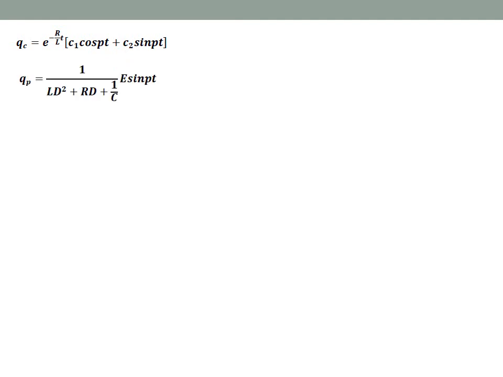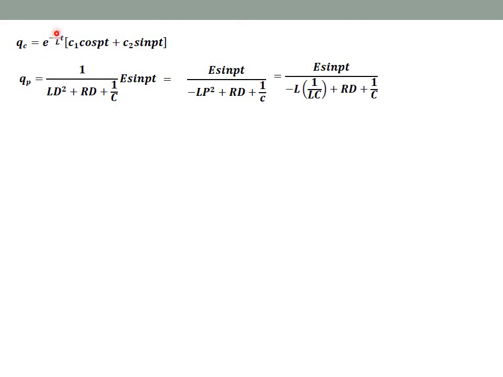Then QP. Numerator is E sin pt divided by L D square plus R D plus 1 by c. So what we have to do? This is a type 2 problem. So we have to replace D square by minus a square. The value of a is p. So replace D square by minus p square. Wherever D square is there, I have replaced it by minus p square, plus RD plus 1 by c as it is. Now what is p square? Resonance. They had given me it as 1 by LC. So I have substituted it.